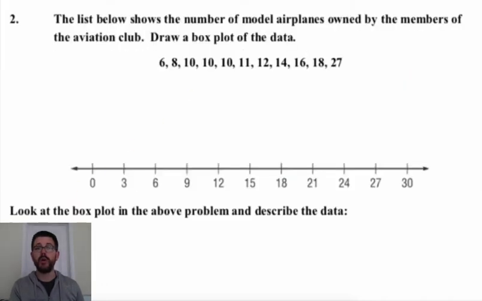All right, so I want you to try this one. Put your data in order, find your different pieces of information, and then let's look at it together. All right, so hopefully you noticed the data was already in order. That was nice of them for us. Now we just need to create our box plot. So we need to find our median.